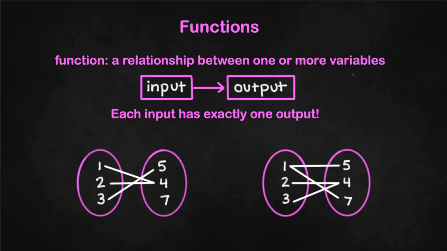A function can look anything like the first diagram, but it cannot look like the second. This is because in the second one, there are two outputs for the one input. In this case, there should not be two lines coming from one input.